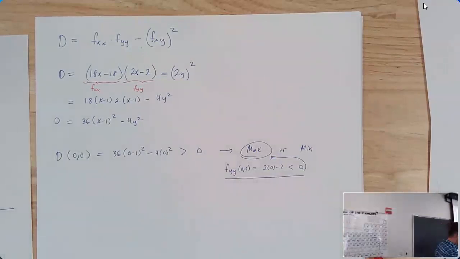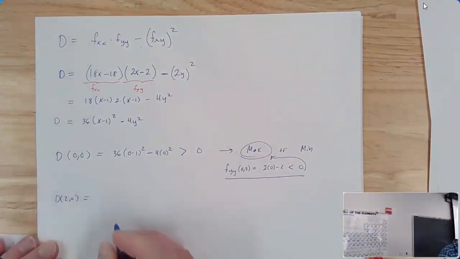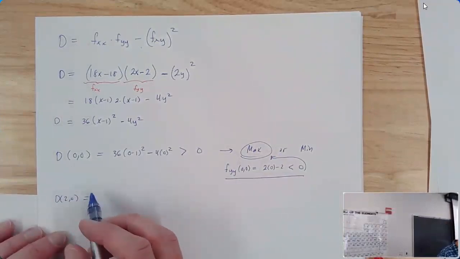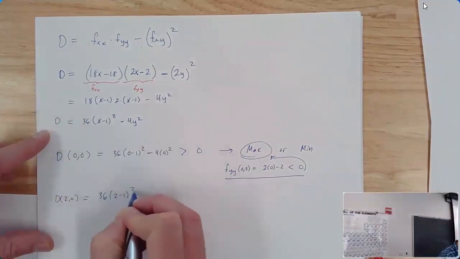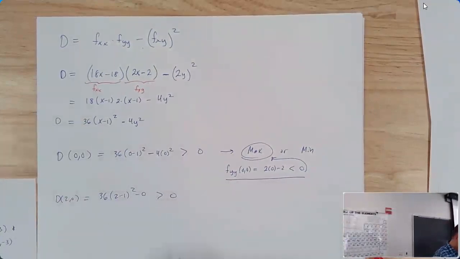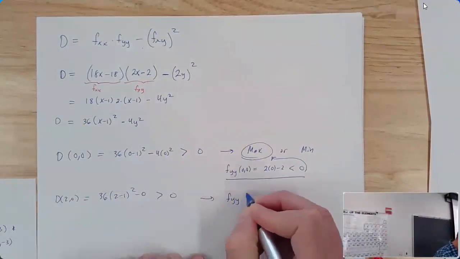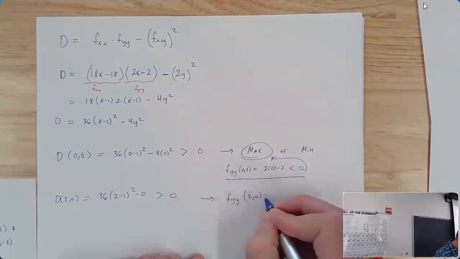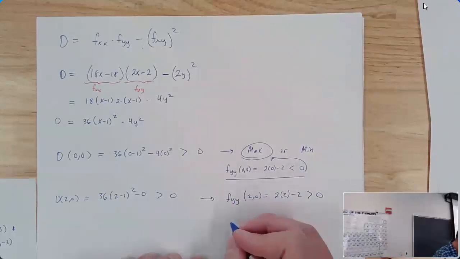Okay. Then we do it for the other critical points. We also had 2, 0. Plugging in 2 for x and 0 for y, I get again 36 times 2 minus 1 squared minus 0, and again it's going to be positive. Now if I plug that into either of my second partials, fyy at 2, 0 is going to be 2 times 2 minus 2, which is positive, meaning we have a minimum at 2, 0.